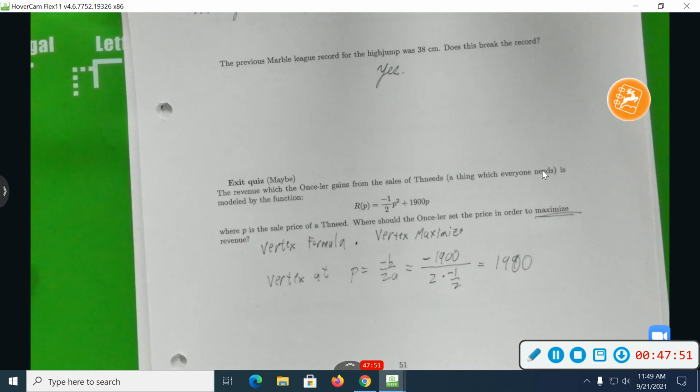Does the problem actually ask what the maximum revenue is? Do you think we could find it if we wanted to? Yeah, you just plug in that choice of price. But the problem doesn't ask for it, so I'm not going to do it.